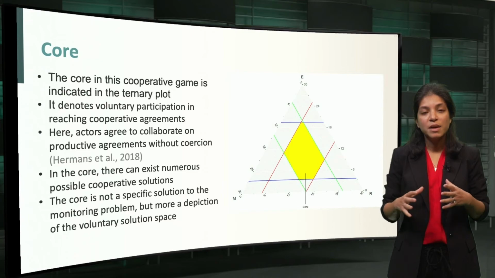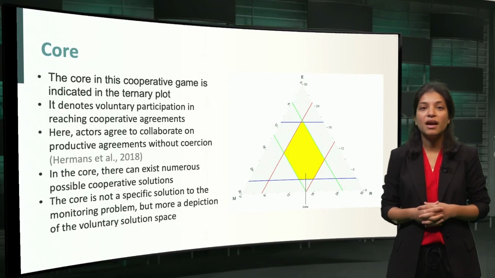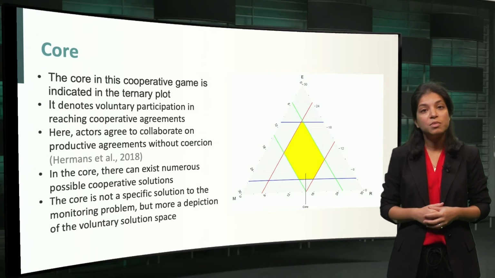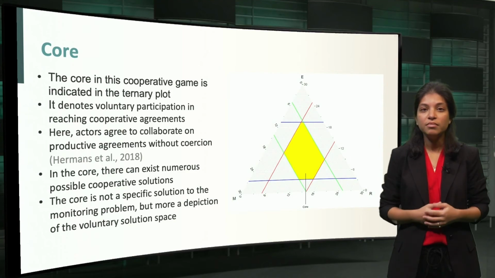The core is a space where actors can enter voluntarily into cooperative agreements with other actors. In the core, the 3 actors can expect to receive as much payoff as they would from acting individually. So there is a benefit from cooperating. In the core, there can exist numerous possible cooperative solutions. The core is not a specific solution to the monitoring problem, but more a depiction of the voluntary solution space.